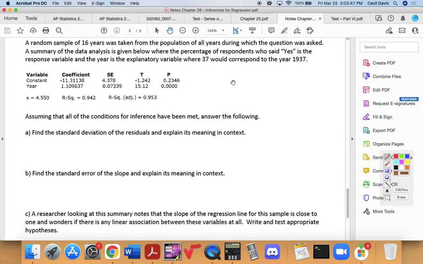All right. So a summary of the data analysis is given below, where the percentage of respondents who said yes is the response variable. That is, think of that as the Y. And the year is the explanatory variable, where 37 would correspond to the year 1937. So assuming that all the conditions for inference have been met, find the standard deviation of the residuals and explain its meaning in context.